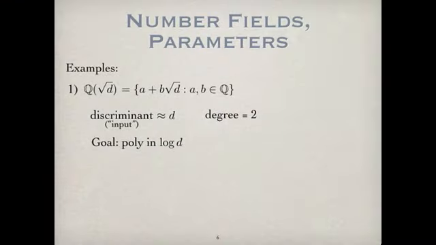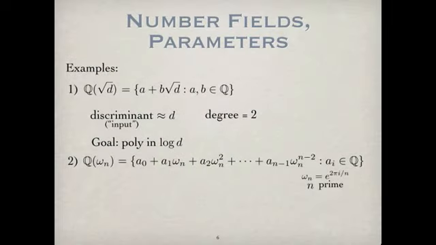And then the degree is 2 for this number field. So these are the two parameters, the discriminant and the degree. The degree is 2 because if you look at it, it's a degree 2 vector space over Q. A and B are the two parameters, 2 degrees of freedom. So the goal, when I give you this number field, you want to be polynomial time in log D. The degree doesn't play a role because it's a constant.